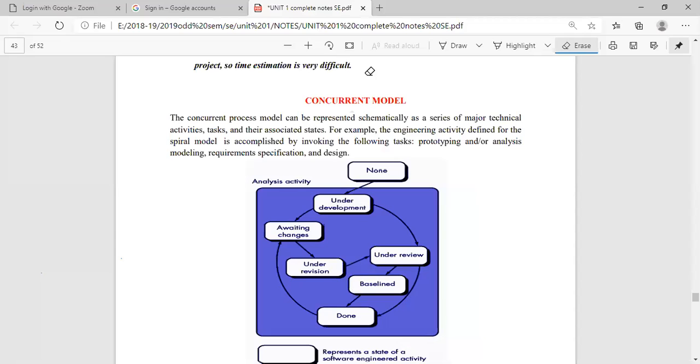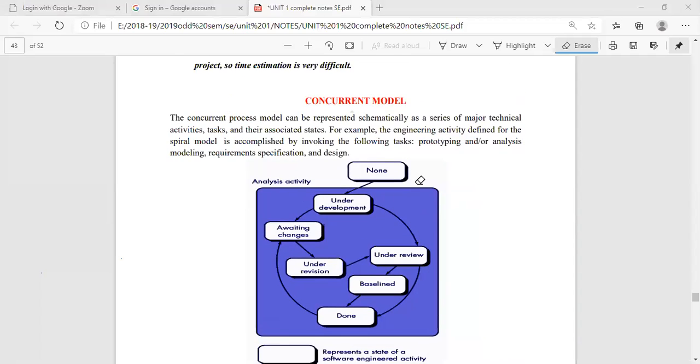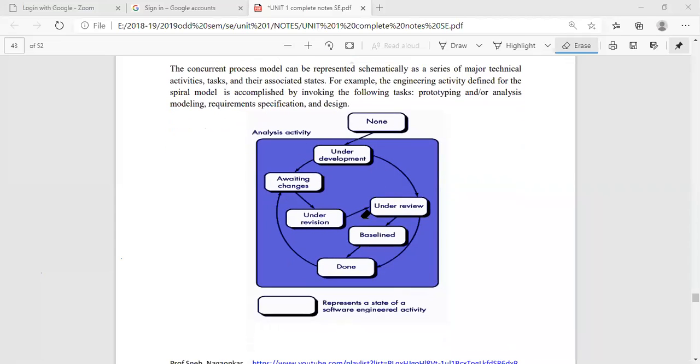As the name itself indicates, concurrent. What does it mean? What do you mean by concurrent? What is the meaning of concurrent? Concurrent means simultaneously, parallelly, or doing one after another. Now what happens in the concurrent model? See, this is the block diagram used for the concurrent model.